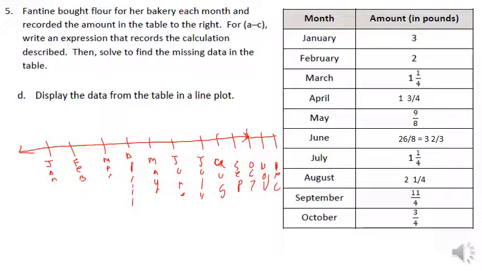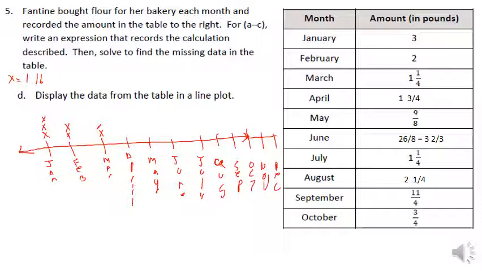Now, I'm going to come to January, and it says 3. So, in a line plot, you use the x's. So, I'm going to say an x equals 1 pound, okay? So, since it's 3, it would be 1, 2, 3 in January. February was 2. March would be 1. And I'd end up with a quarter X. In this case, I'm just going to put one slash. Got to be 1 quarter.